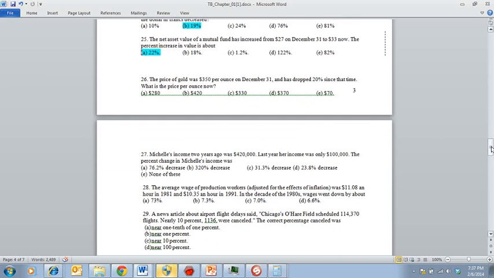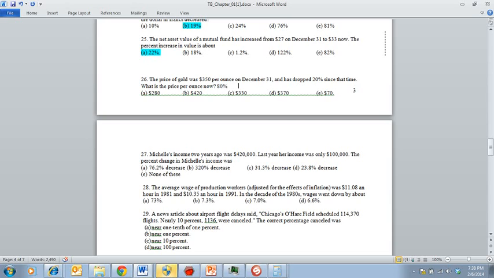26. The price of gold was $350 per ounce on December 31st and has dropped 20% since then. What is the price per ounce now? So here, it's not asking how much it dropped. It's asking the price now. So if it dropped 20%, then obviously the amount it's worth now is 80%. That's what it's worth now. It dropped 20%. Now it's worth 80% of its original value. So we want to find out what 80% of 350 is.